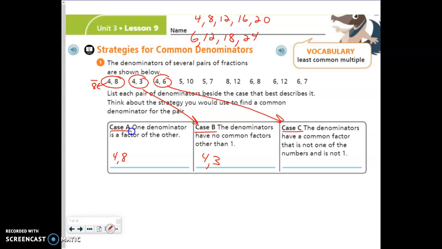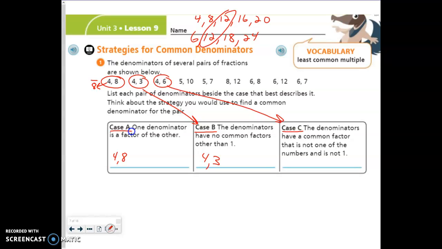And I'm going to stop at 24 because I know I've already moved past, and I see a number that doubles up on both of them. If I'm able to create a multiples list or a skip counting pattern list for those two numbers, I will find a number before multiplying those two numbers together.